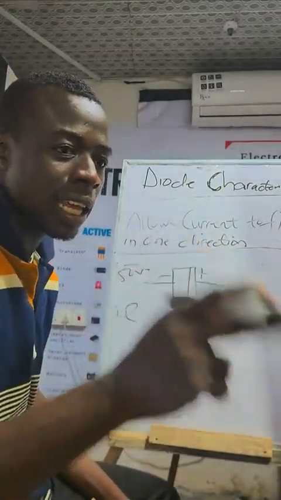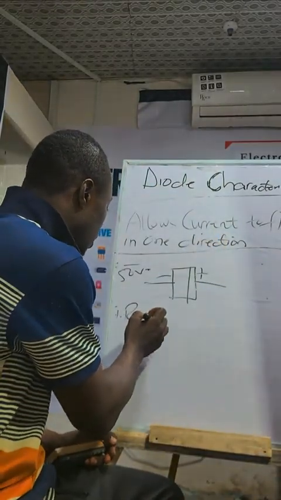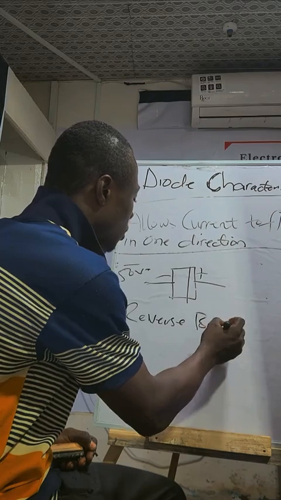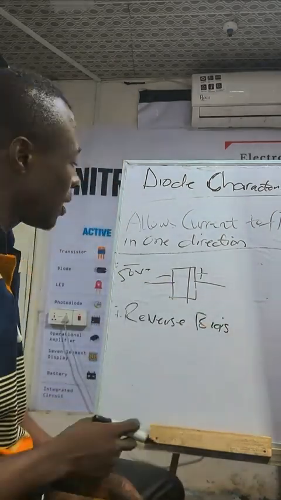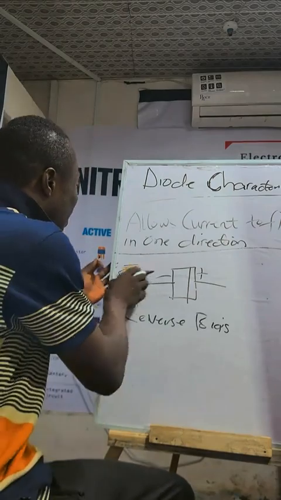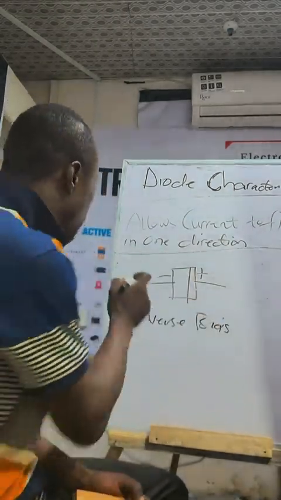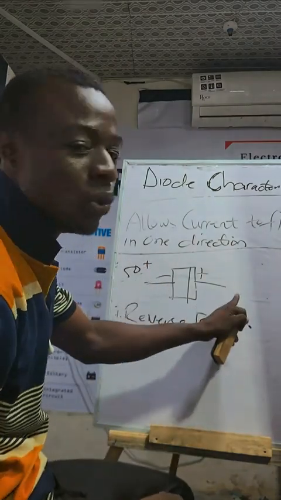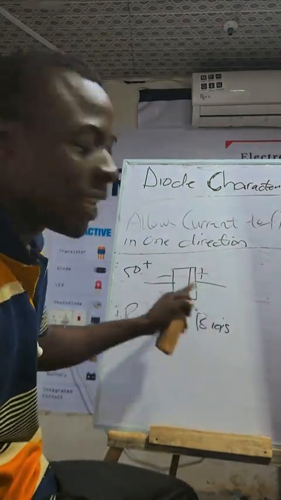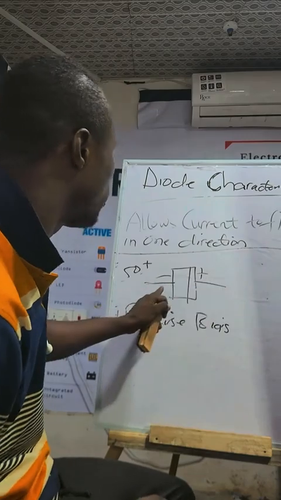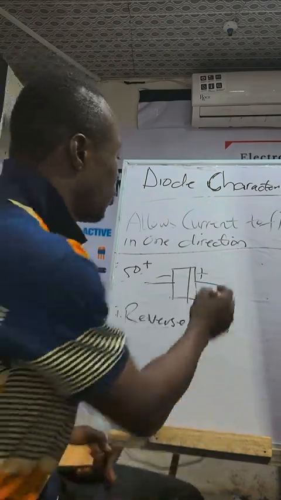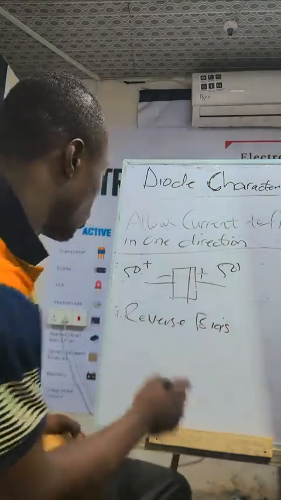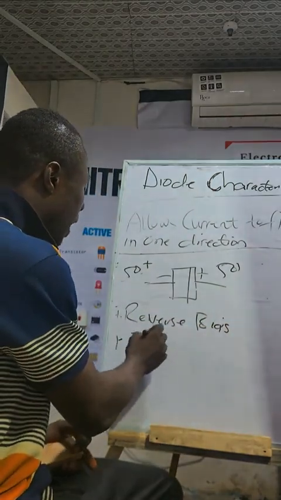A diode has two characteristics, and one is the reverse bias. But when you use 50 volts positive to penetrate through the negative side of the diode, the current will flow. The 50 volts will penetrate up to this side of the diode. And when it happens like that, we call it forward bias.